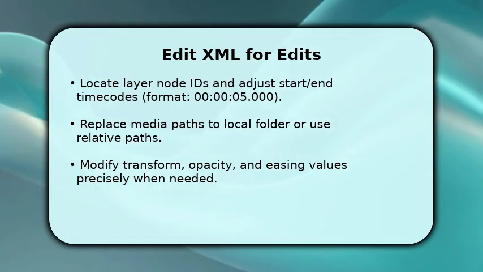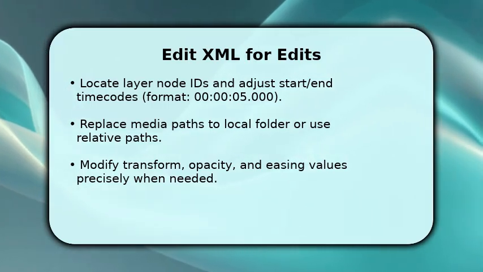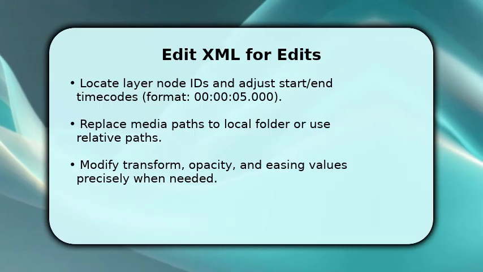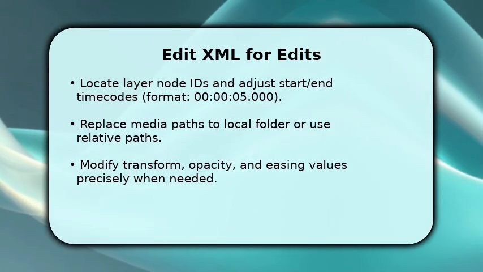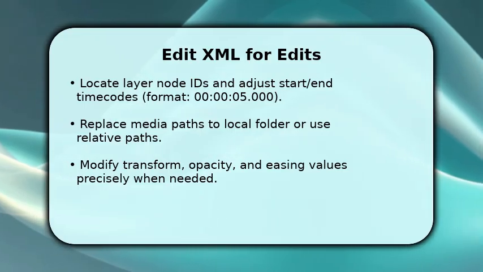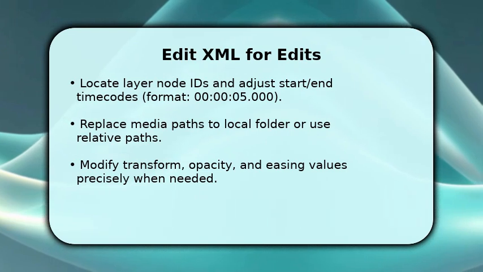Next, update source path strings to point to your organized media folder. Making paths relative reduces import errors. Then tweak transform and opacity parameter blocks to refine motion and fades. Make incremental saves and test short segments in Alight Motion after each round to confirm.